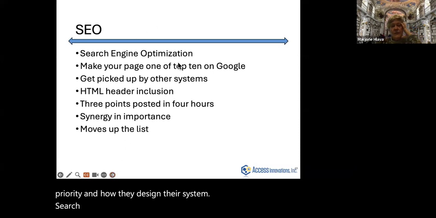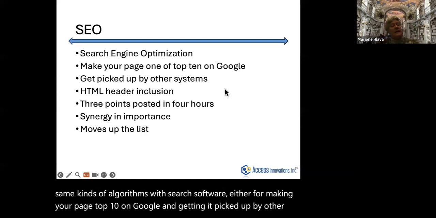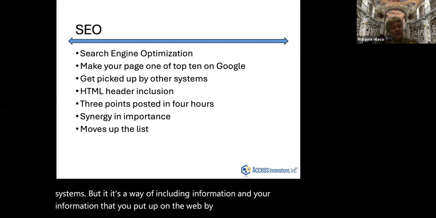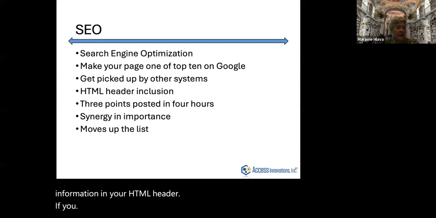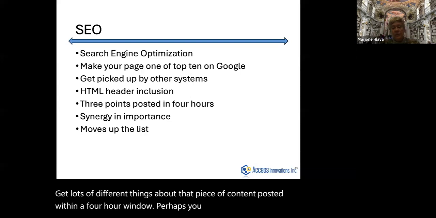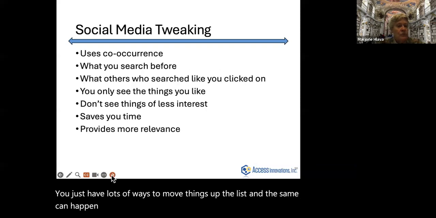Search engine optimization is a popular thing, and you can use the same kinds of algorithms with search software, either for making your page top 10 on Google and getting it picked up by other systems. It's a way of including information in what you put up on the web by adding certain information in your HTML header. If you get lots of different things about that piece of content posted within a 4-hour window, perhaps you might get higher postings. You just have lots of ways to move things up the list. And the same can happen with weighting within your own software. Wow, I'm whizzing right through this, I think.